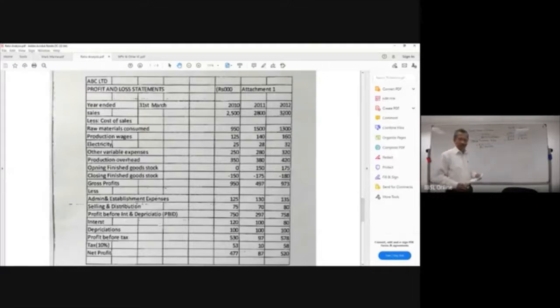What is the amount? Cost of goods sold. The difference is, so it should be 1550, no? Is it? 1550. But is it correct? 1550. Cost of goods sold. 1500.